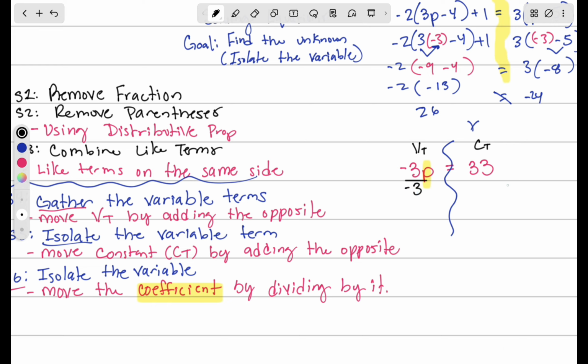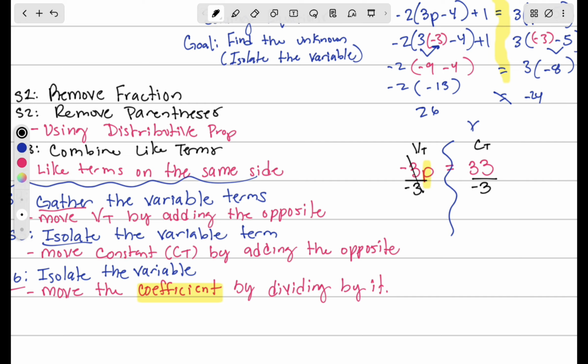There you go, negative 3. It can't see each other. So whatever you do on one side, you have to do to the other side. That's a property of equality. You have to do whatever you do to one side, you have to do to the other side. Now, anytime you divide by the same thing, it cancels out.